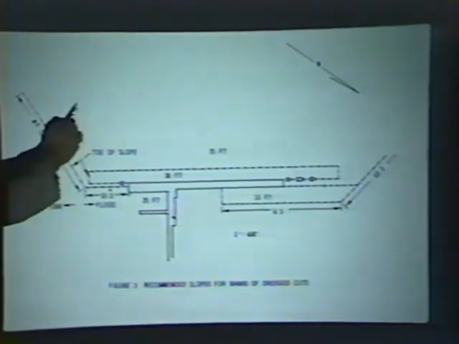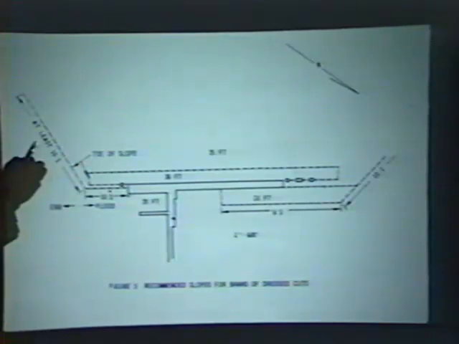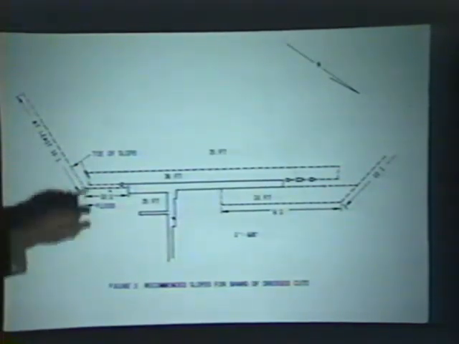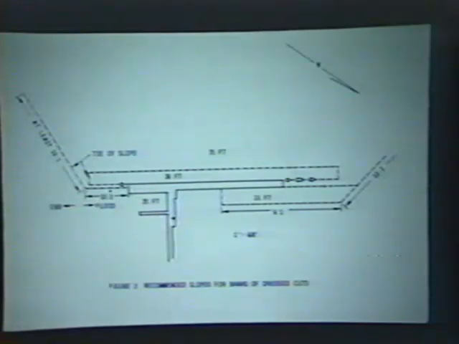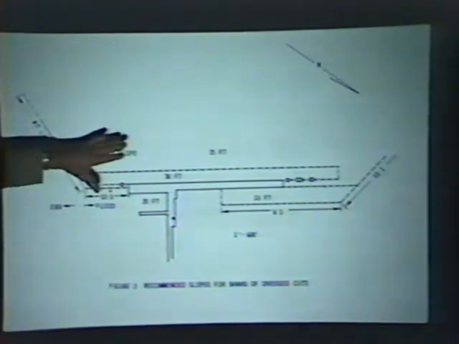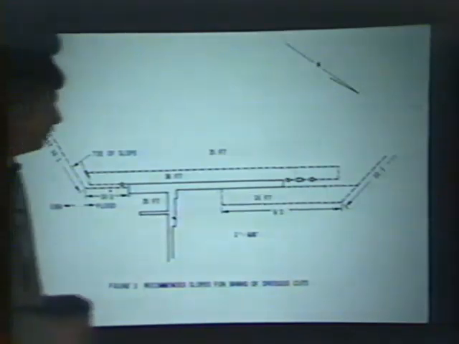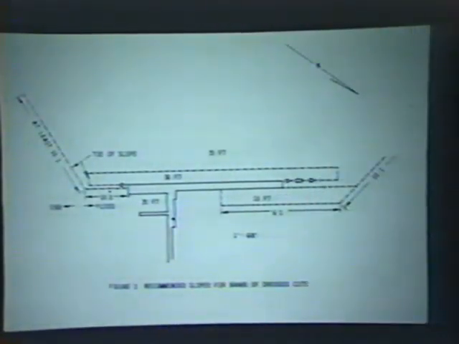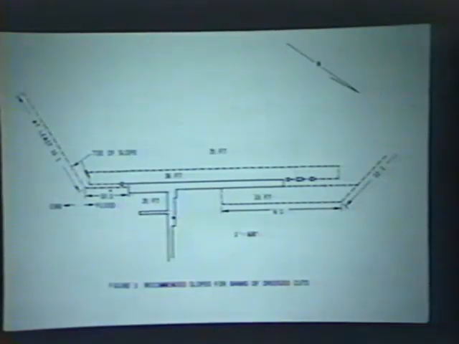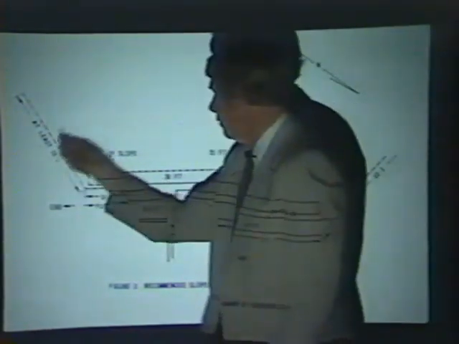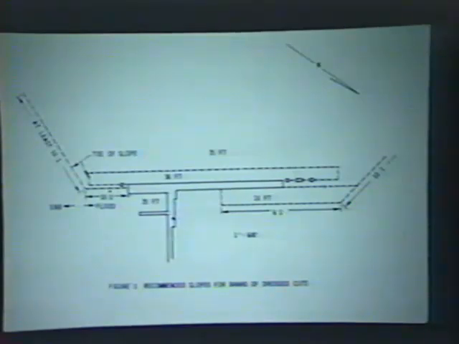Now, a dredge operator can't cut a 1 on 10 slope. You know, they're not that skillful. So what you do is make the cut. If we drew a cross section across here, let's say, ask them to cut 20-foot treads and 2-foot risers like this. And they can do that pretty well. And then, of course, if that fills in right away with sediment, so it makes a smooth slope.